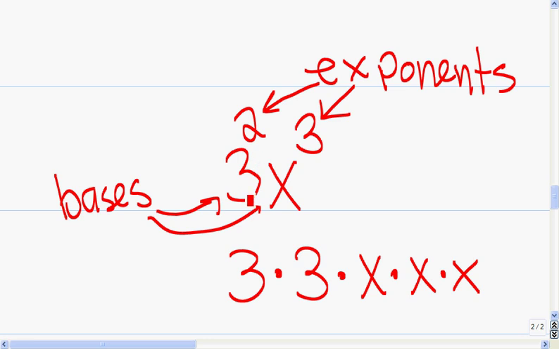Because this number and this variable are next to each other, that means I've got to multiply these two together. That's why I have 3 times 3 for the exponent of 2, and because they're next to each other, x times x times x. So this whole expression means 3 raised to the power of 2 times x raised to the power of 3. Whenever you have a number and a letter right next to each other, that means multiplication. So this 3x really means 3 times x. That's why I'm multiplying the 3's with the x's.